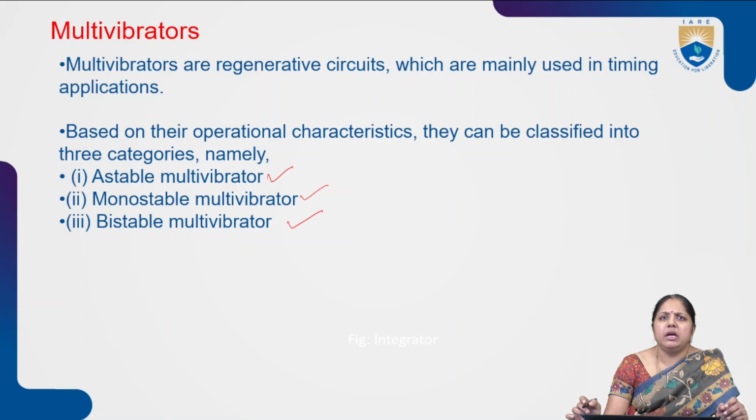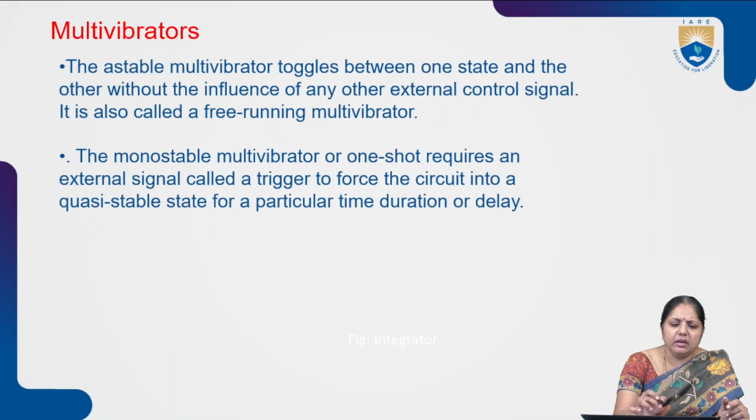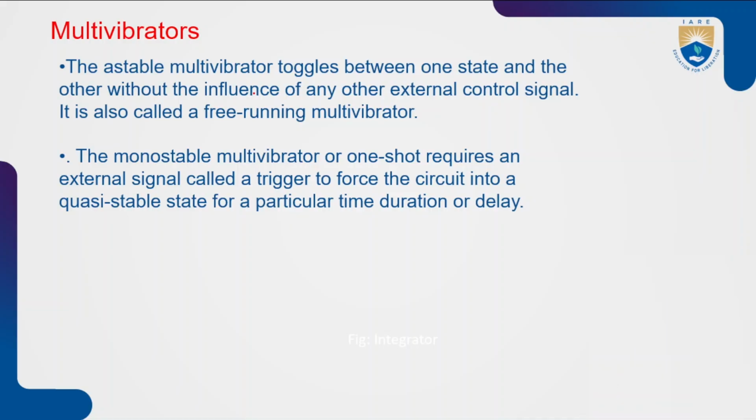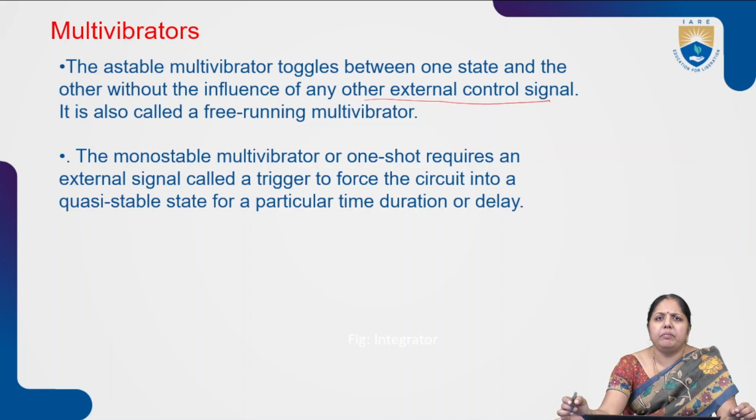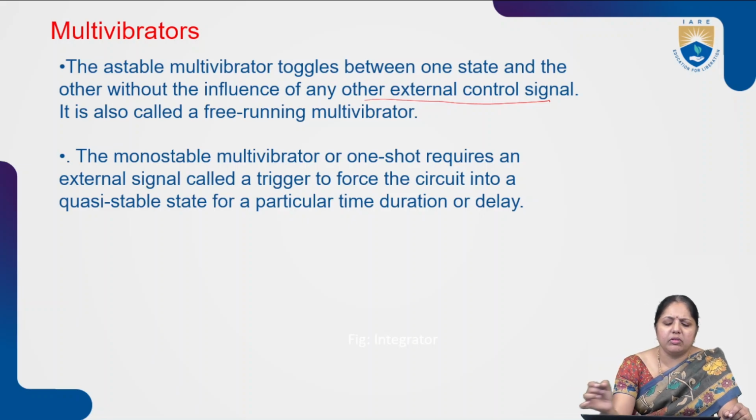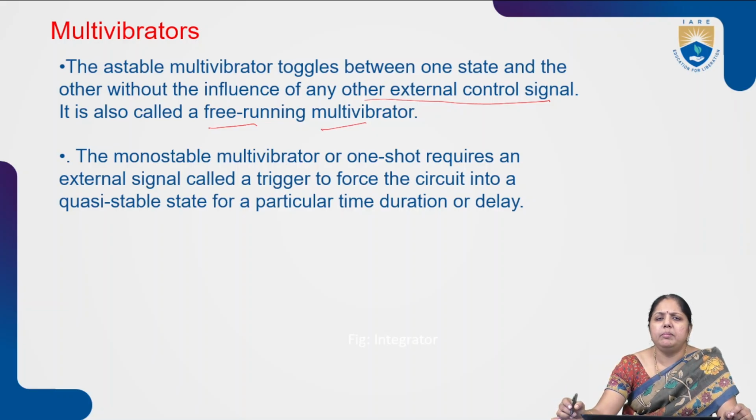An astable multivibrator has no stable state; it consists completely of quasi-stable states. In the astable multivibrator, it will toggle from one state to another without the influence of an external pulse. Without giving any external signal, it moves from one state to another. The other name of this astable multivibrator is the free running oscillator.